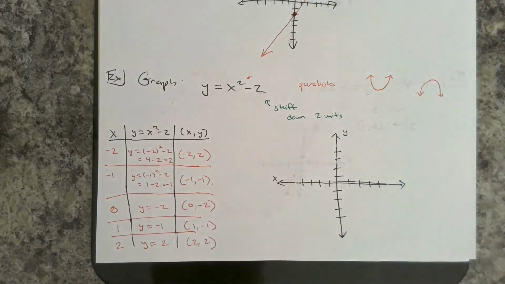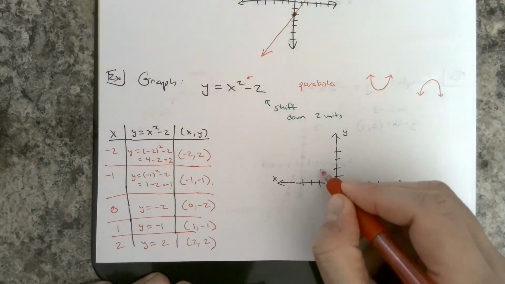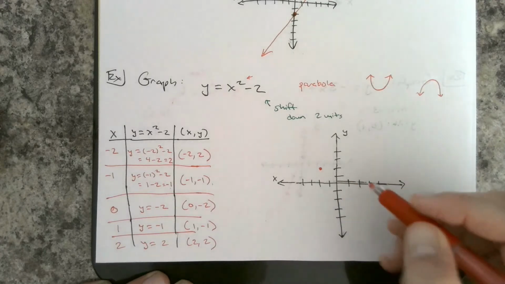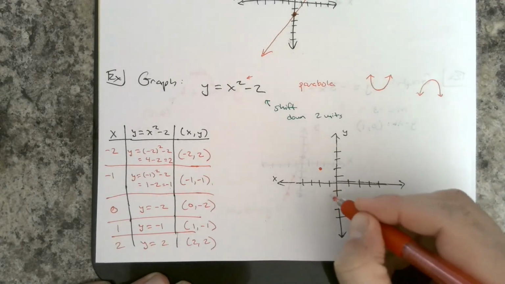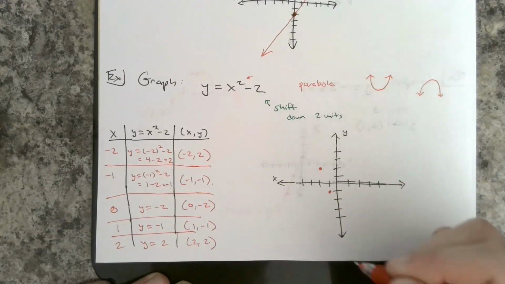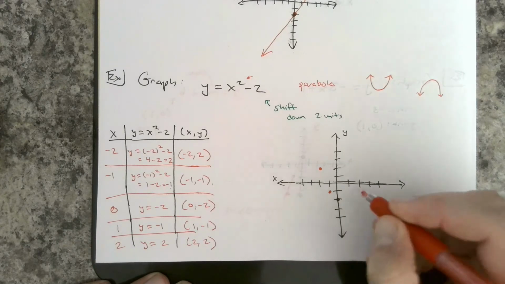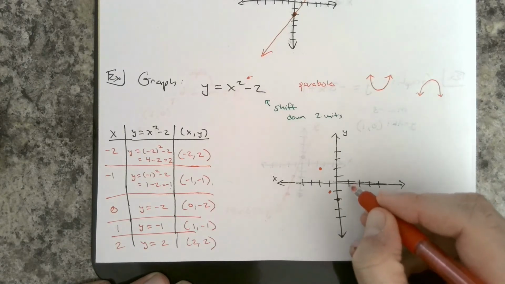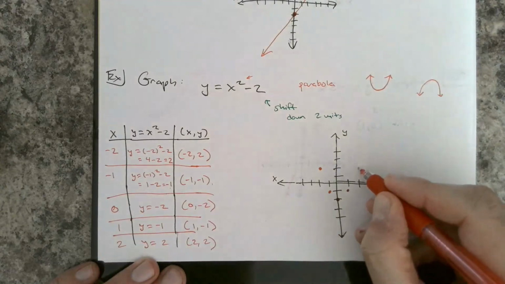So the points that we had were -2, 2. So the x value is -2. The y value is 2. So it'd be there. -1, -1 would be right here. We have 0, -2, which would be right here. We have 1, -1, so x value is 1, y value is -1, would be right there. And 2, 2 would be here.